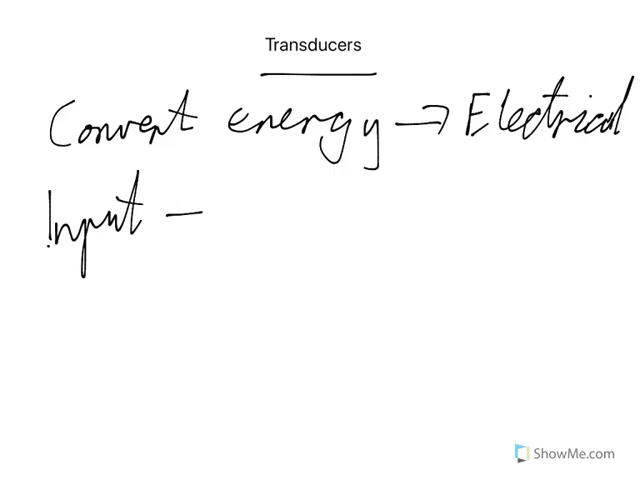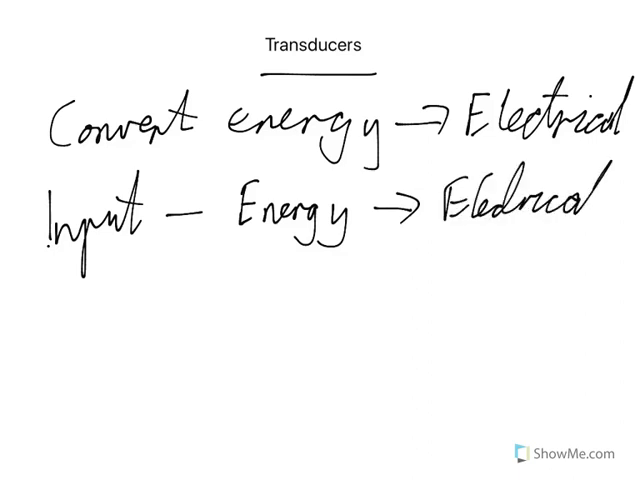So input transducers would take some energy and convert it to electrical. Alright, so you know, a microphone would, for example, convert sound energy into electrical. So that would be input. Then that electrical energy goes into something, like in the case of a microphone, it might be an amplifier.